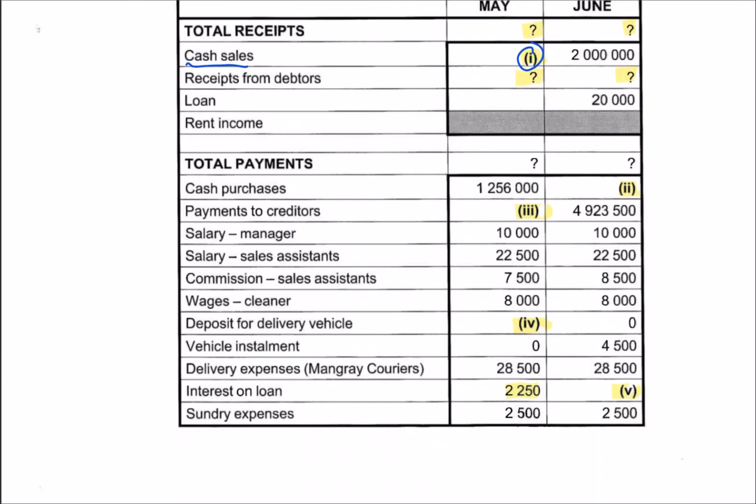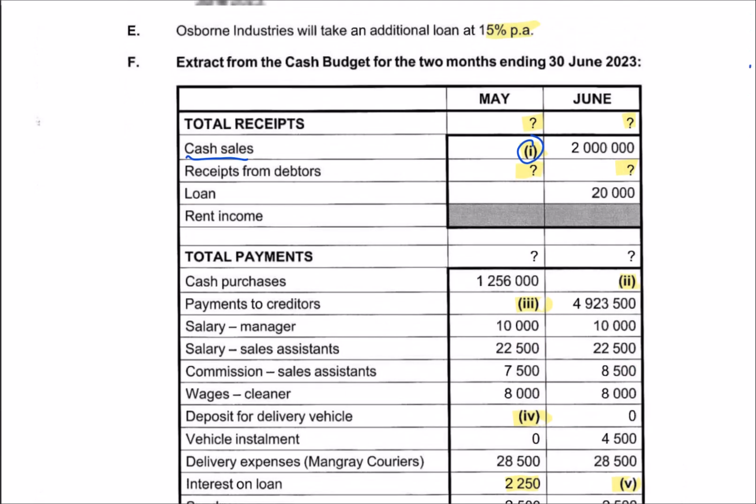A payment to creditors in May. So we're looking at how much we purchased on credit in April, in terms of the total value of the goods that we purchased that are supposed to be paid in May. In this particular instance, whatever you purchase from creditors on credit this month, you pay next month.